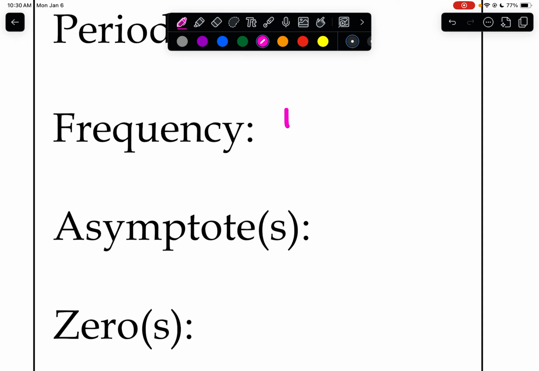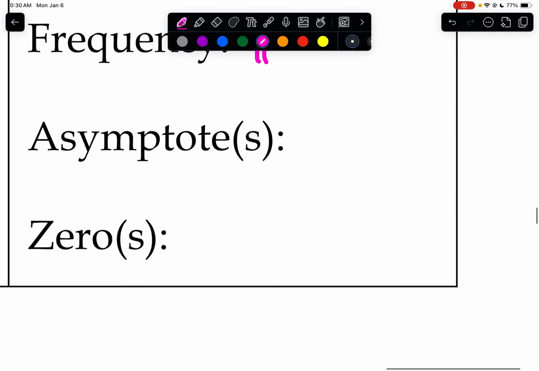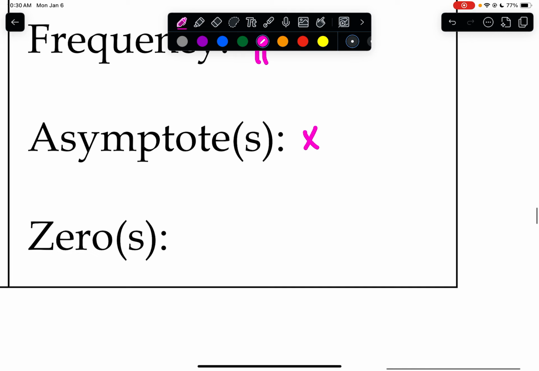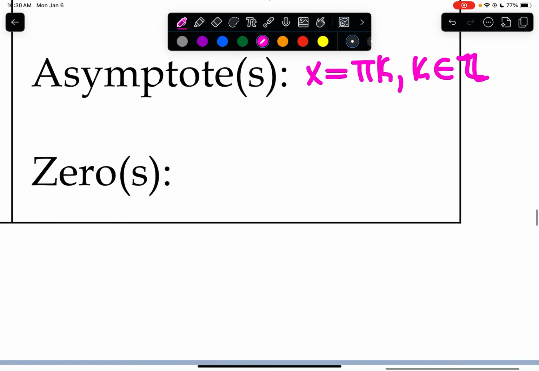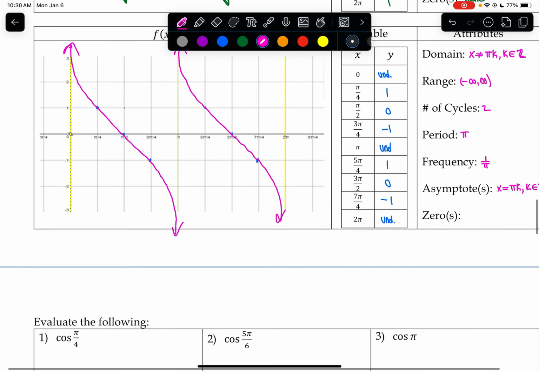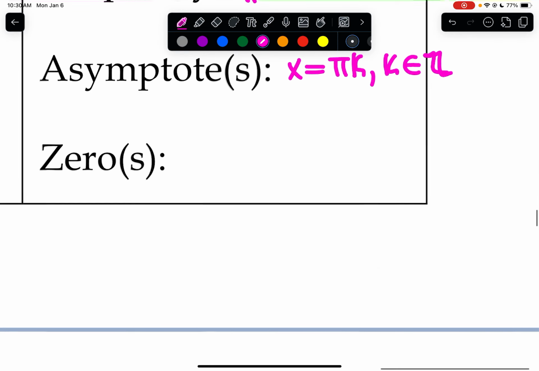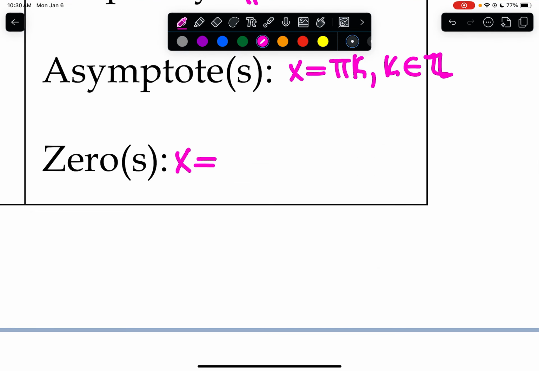All right, and then frequency is going to be 1 over the period, so 1 over pi. Asymptotes is going to be the same as your domains. So x equals pi k, where k is an element of your integers. And then your zeros, so it's going to be at the pi over 2's. So what that tells me is we're looking at pi over 2 plus pi k, where k is an element of the integers.